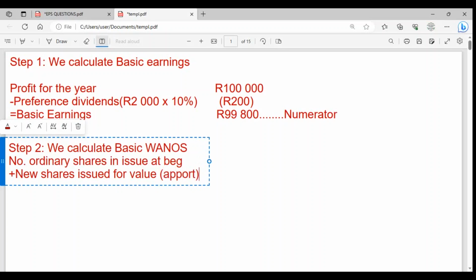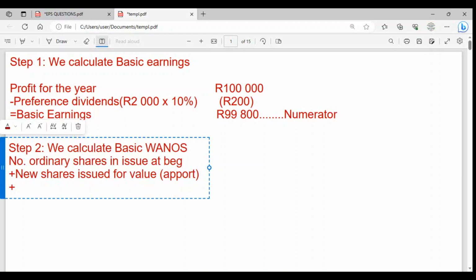Now if you want to apportion here, you're gonna check when these new shares were issued. Let's say the year end is 31st December, and shares were issued on the 1st of July. You count from the date the shares are available, so from July till year end. From July to December, that is 6 months. So you're gonna apportion by 6/12. Why? Because the shares existed only for 6 months. So that's how you apportion. You use the time factor method to apportion for new shares issued for value.